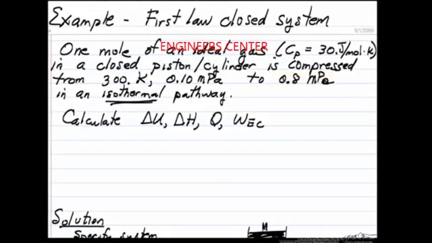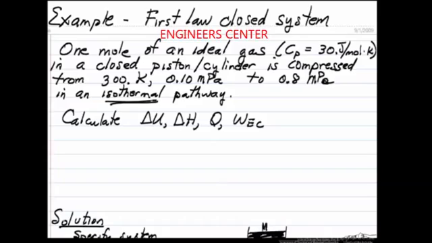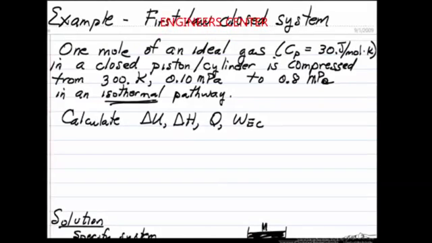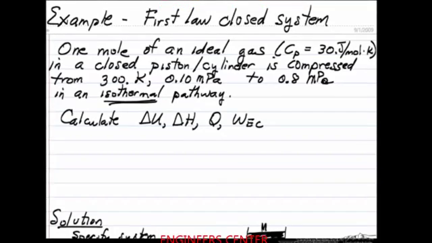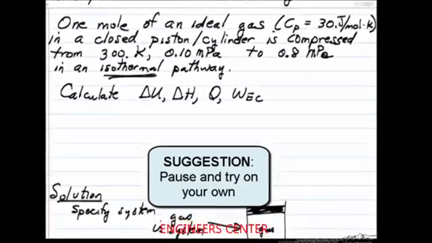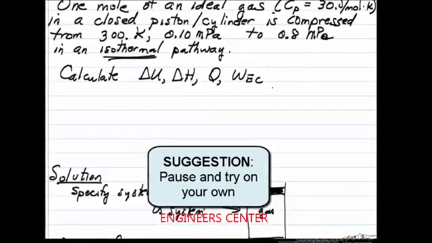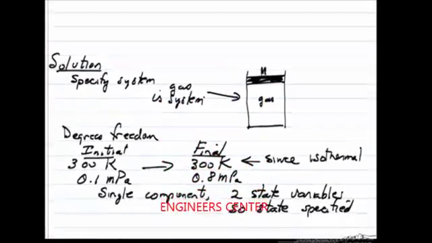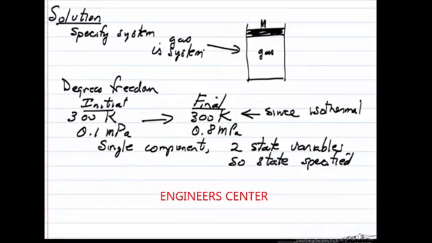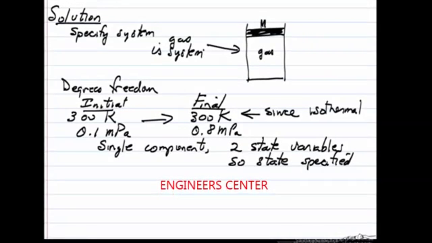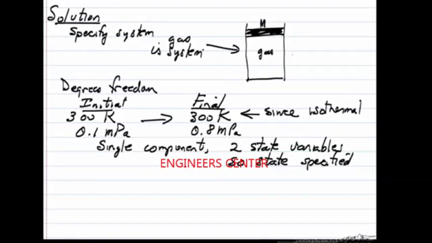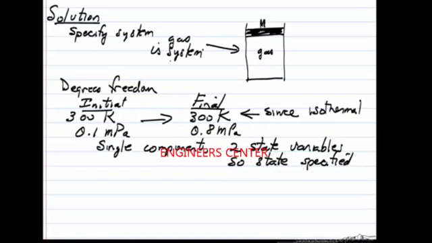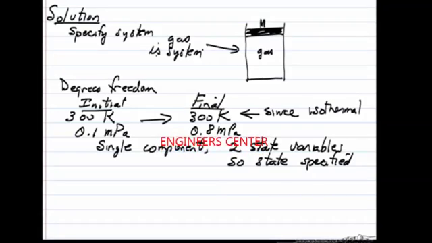And we're going to do this isothermally, and the problem asks us to calculate change in internal energy, enthalpy, Q, and the work of expansion and contraction. To do this problem, what we want to do is first specify our system. So this is a drawing of a piston and cylinder. We'll take the gas within the piston and cylinder as our system.